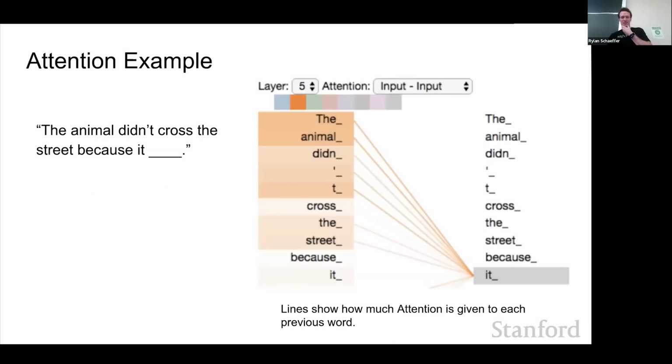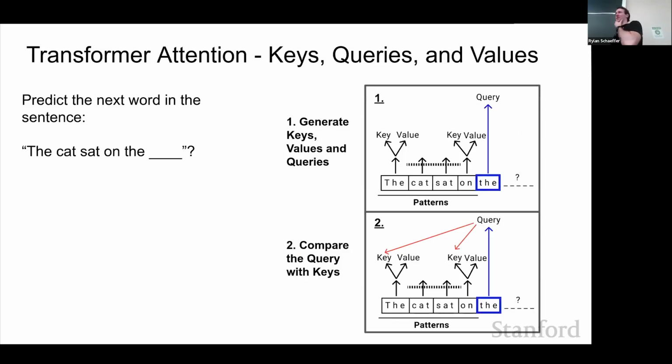I'm going to work with this example: the cat sat on the blank. We're predicting the next token, which hypothetically is the word mat. There are four things that the attention operation is doing. The first one is generating what are called keys, values, and queries. Again, I'll get into the math in a second. I'm just trying to keep it high level first.